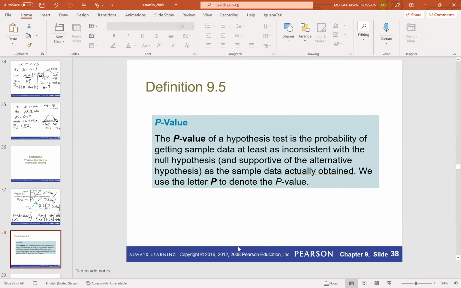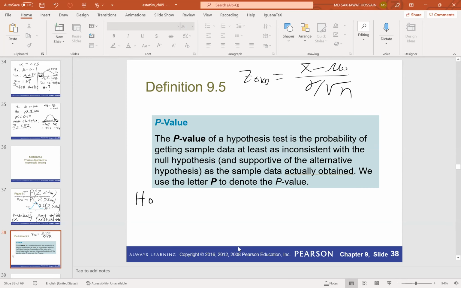So the p-value of a hypothesis test is the probability of getting sample data at least as inconsistent with the null hypothesis. Okay, so what does it actually mean? We can calculate the z observed, or test statistic, which is x bar minus mu 0 over sigma over square root of n. So we can calculate this one.